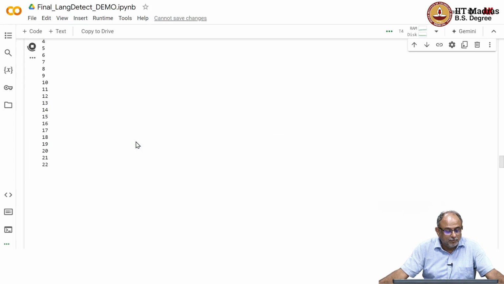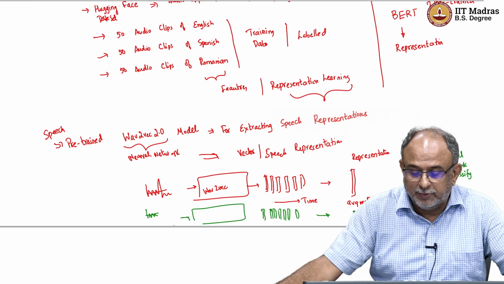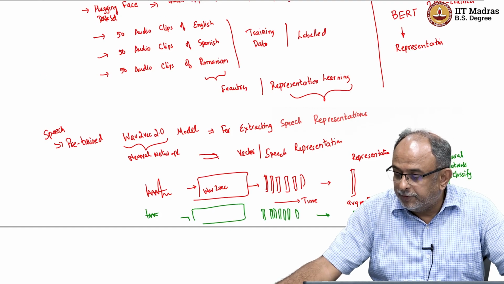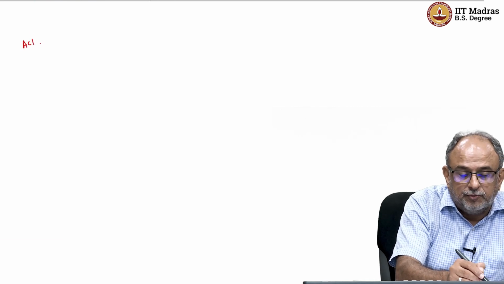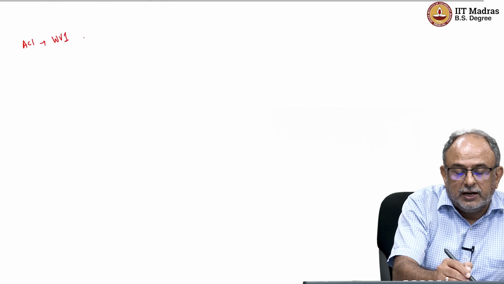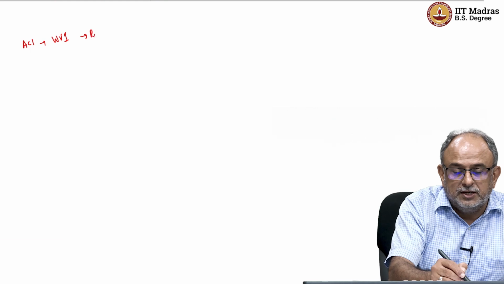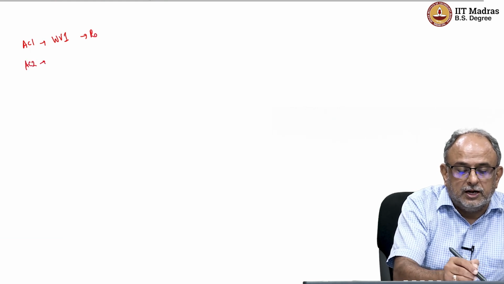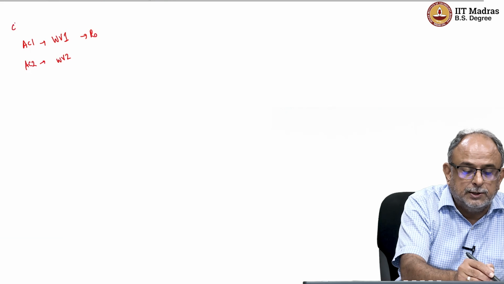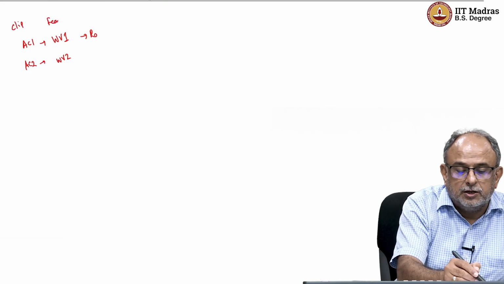I will just explain what kind of classification method we will use. I am going to build a classifier based on convolutional neural networks. I have audio clip 1, from which I will extract wave to vec feature 1, and I will have the label, because now it is already mixed up. Let us say this is Romanian, then I have audio clip 2 and wave to vec feature 2. So this is the clip, this is the feature, this is the label.